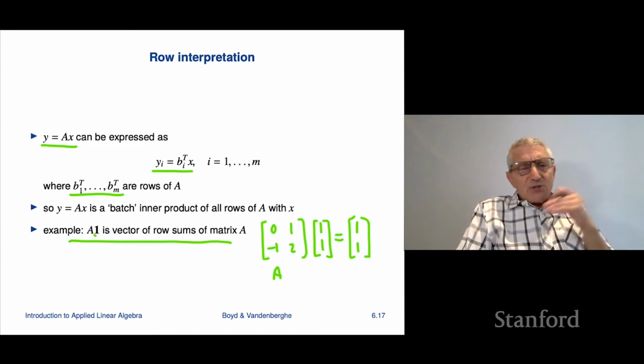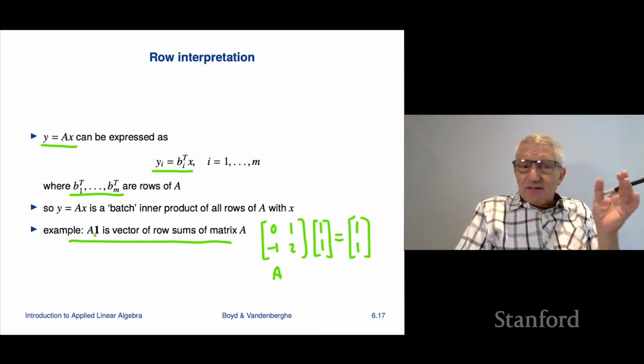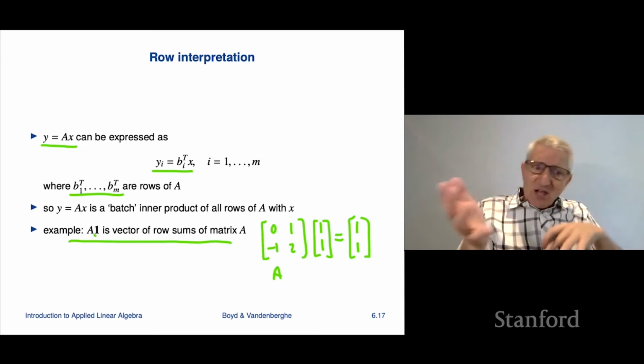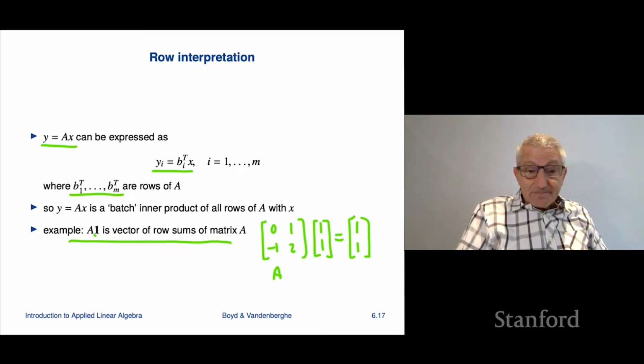By the way, these are kind of important because you're going to want to be thinking about rows, columns, row sums, column sums, all sorts of stuff like that.